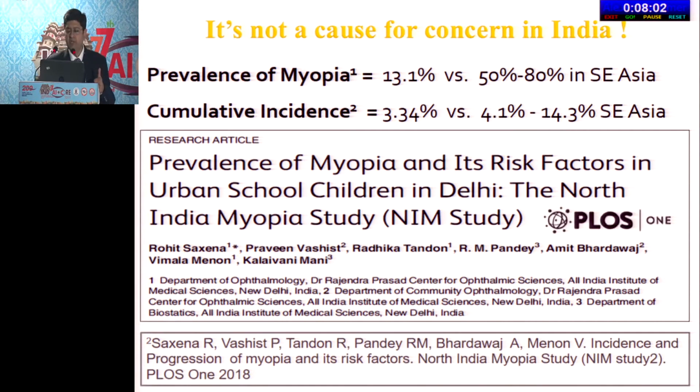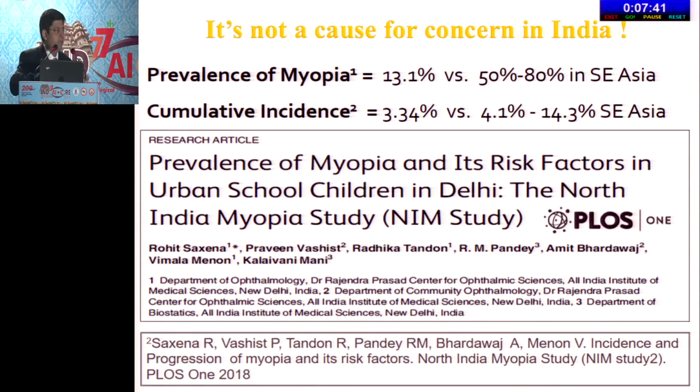But when we looked at the incidence, we followed up the same group of about 10,000 children, and we found that the cumulative incidence was about 3.3%. But again, it didn't look so devastating compared to 4 to 14% in some East Asian countries. So, is it really a cause for concern?